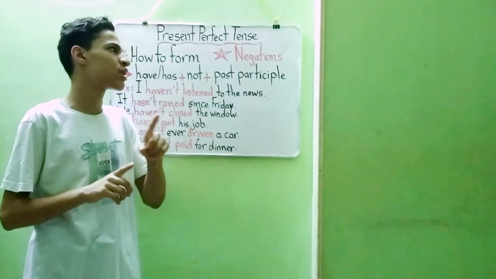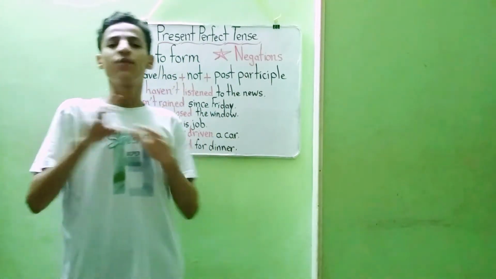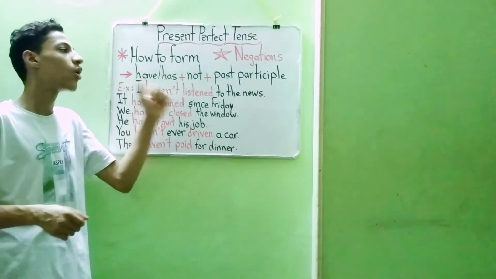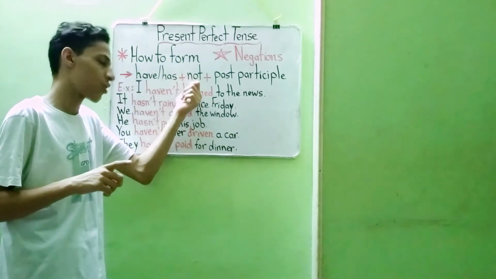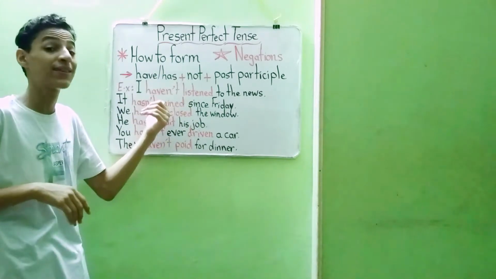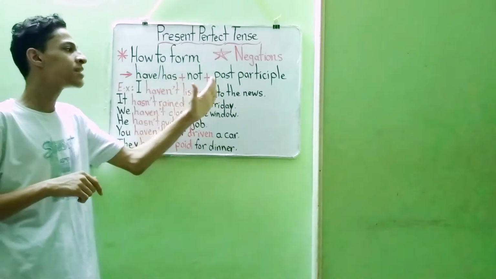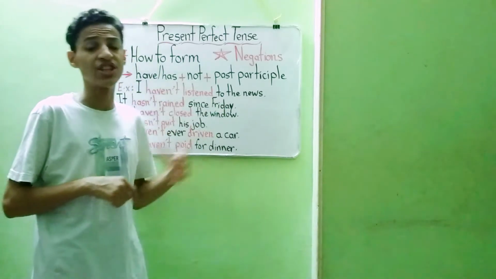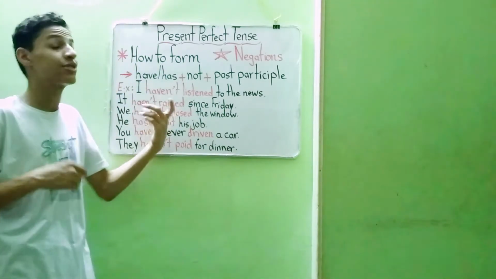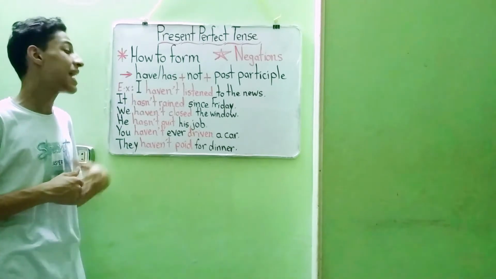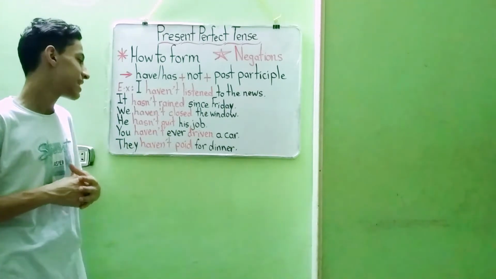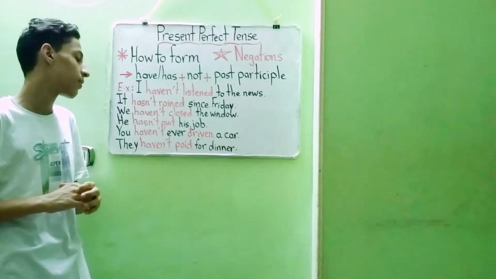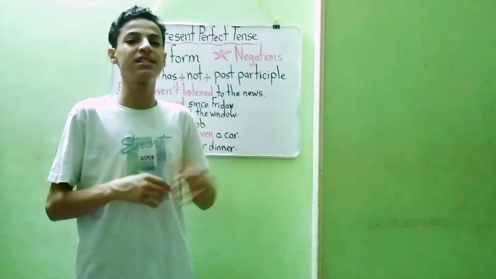Now, let's have a look at the present perfect and negations. For all verbs, regular and irregular, again we use the auxiliary verb have or has, but we add not, contracting it into haven't or hasn't, and the past participle of the verb. For example, I haven't listened to the news. It hasn't rained since Friday. We haven't closed the window. He hasn't quit his job. You haven't ever driven a car. They haven't paid for dinner.